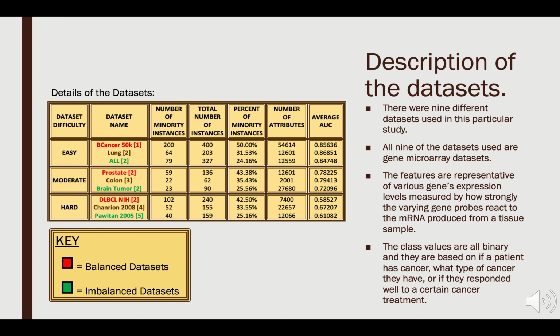The table on the left shows details of the datasets, including dataset difficulty, dataset name, number of minority instances, total number of instances, percent of minority instances, number of attributes, and average AUC. Those datasets shown in red represent balanced datasets, and those datasets shown in green represent imbalanced datasets.